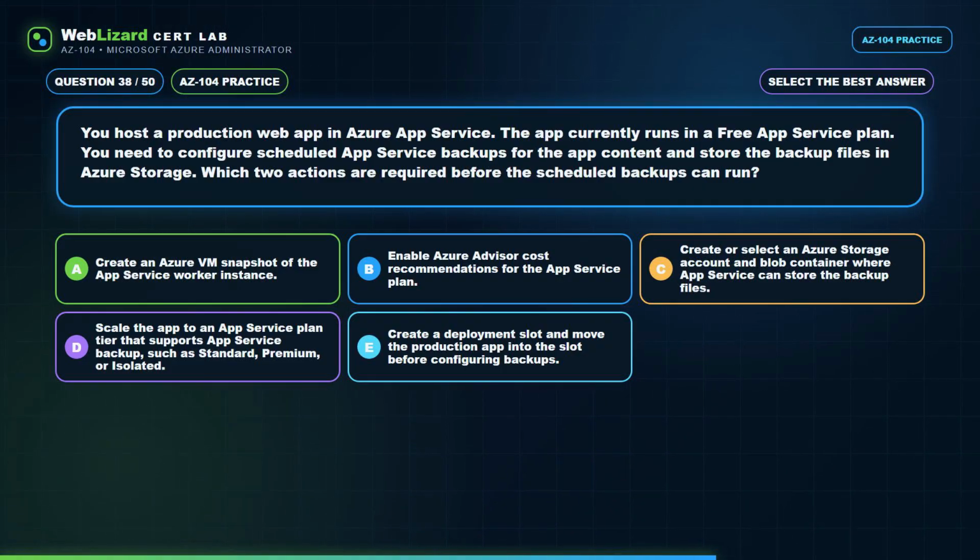Option A. Create an Azure VM snapshot of the app service worker instance. Option B. Enable Azure Advisor cost recommendations for the app service plan. Option C. Create or select an Azure Storage account and blob container where app service can store the backup files. Option D. Scale the app to an app service plan tier that supports app service backup, such as standard, premium, or isolated. Option E. Create a deployment slot and move the production app into the slot before configuring backups. Choose your answer before the reveal.